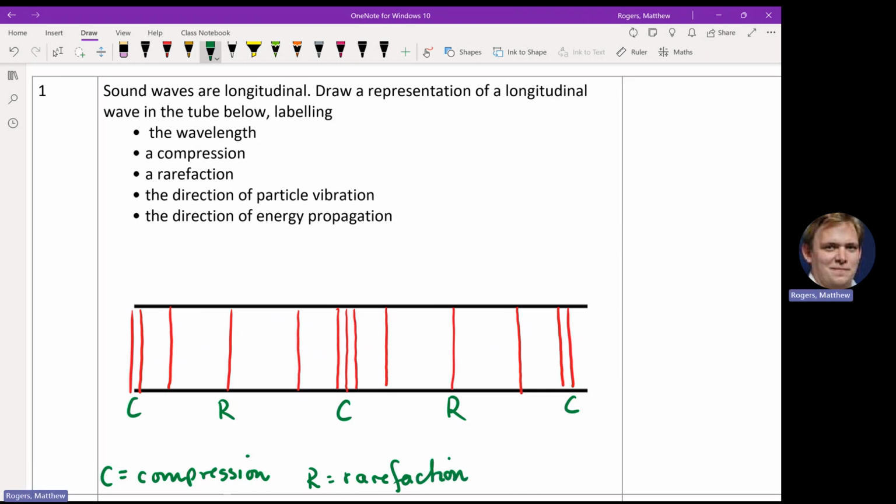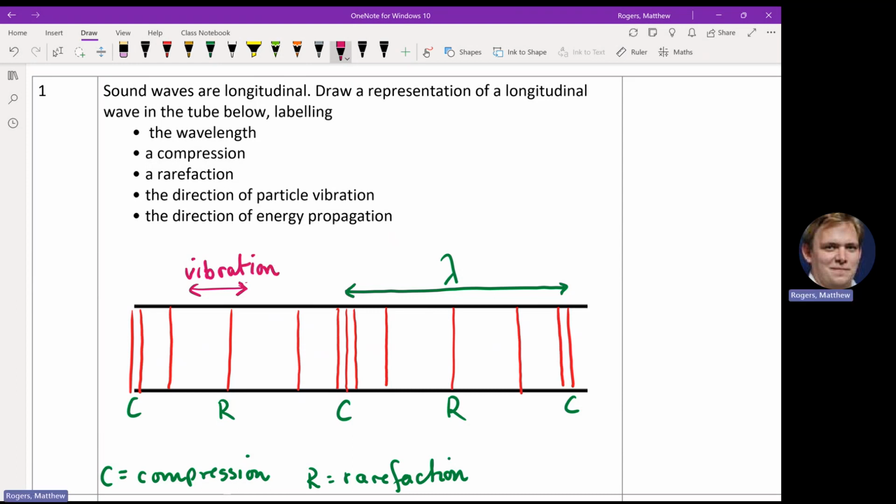Then labeling on my other properties, my wavelength should go from one compression to the next. The symbol we use for wavelength is lambda, so I'm going to use that. And then in terms of the particles, which way they're vibrating and which way the energy is propagating, we saw I had to move my lines left and right. So the direction of vibration is an oscillation backwards and forwards in this direction.